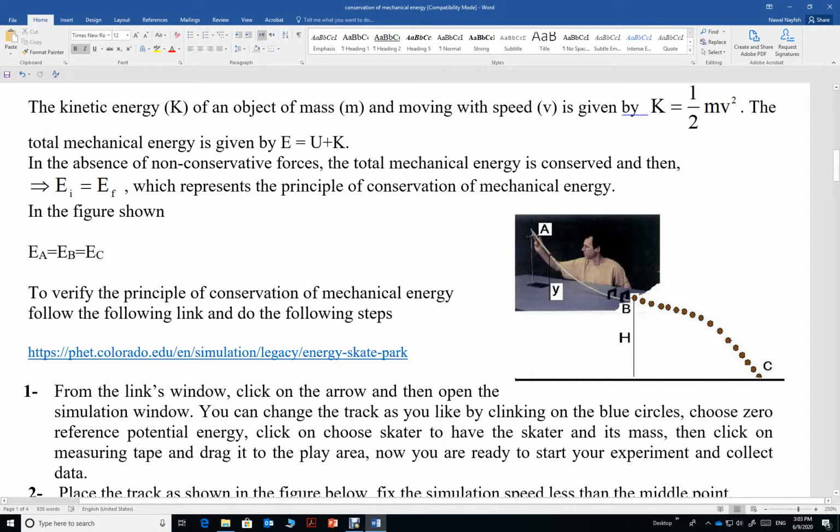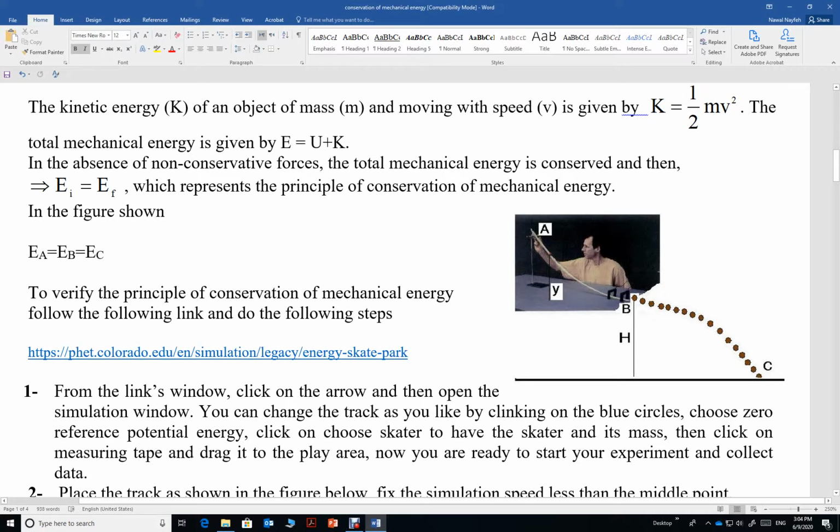Then you know the kinetic energy at B, and to determine VCY we have to use the equation of motion again: VCY equals VBY plus gt. And t we can find from the y height, h equals half gt squared, so t is the square root of 2h over g. We'll use it with x to find VC, and then we can easily calculate the kinetic energy at point C, and this is the total mechanical energy at C.